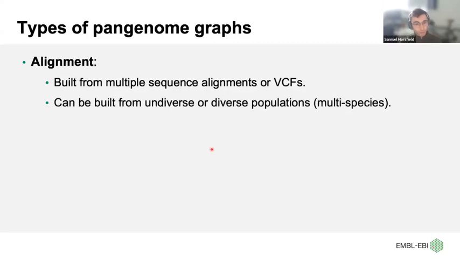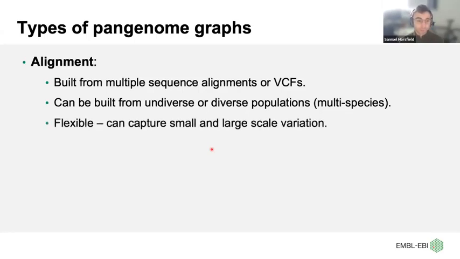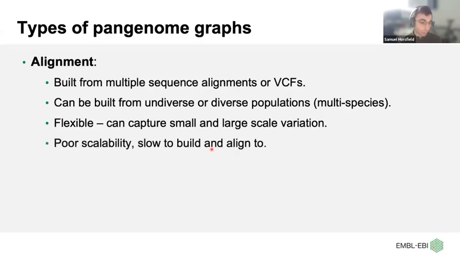They can be built from undiverse or diverse populations. So the alignment graphs have been used to build multi-species pangenome graphs. Some of the most impressive ones I've seen build pangenome graphs from multiple diversified species, so whole genome alignments of apes, for example. They're highly flexible and can capture small and large-scale variation. The main caveat, though, with alignment graphs is that they scale poorly. So they're slow to build and to align to because alignment is inherently slow.